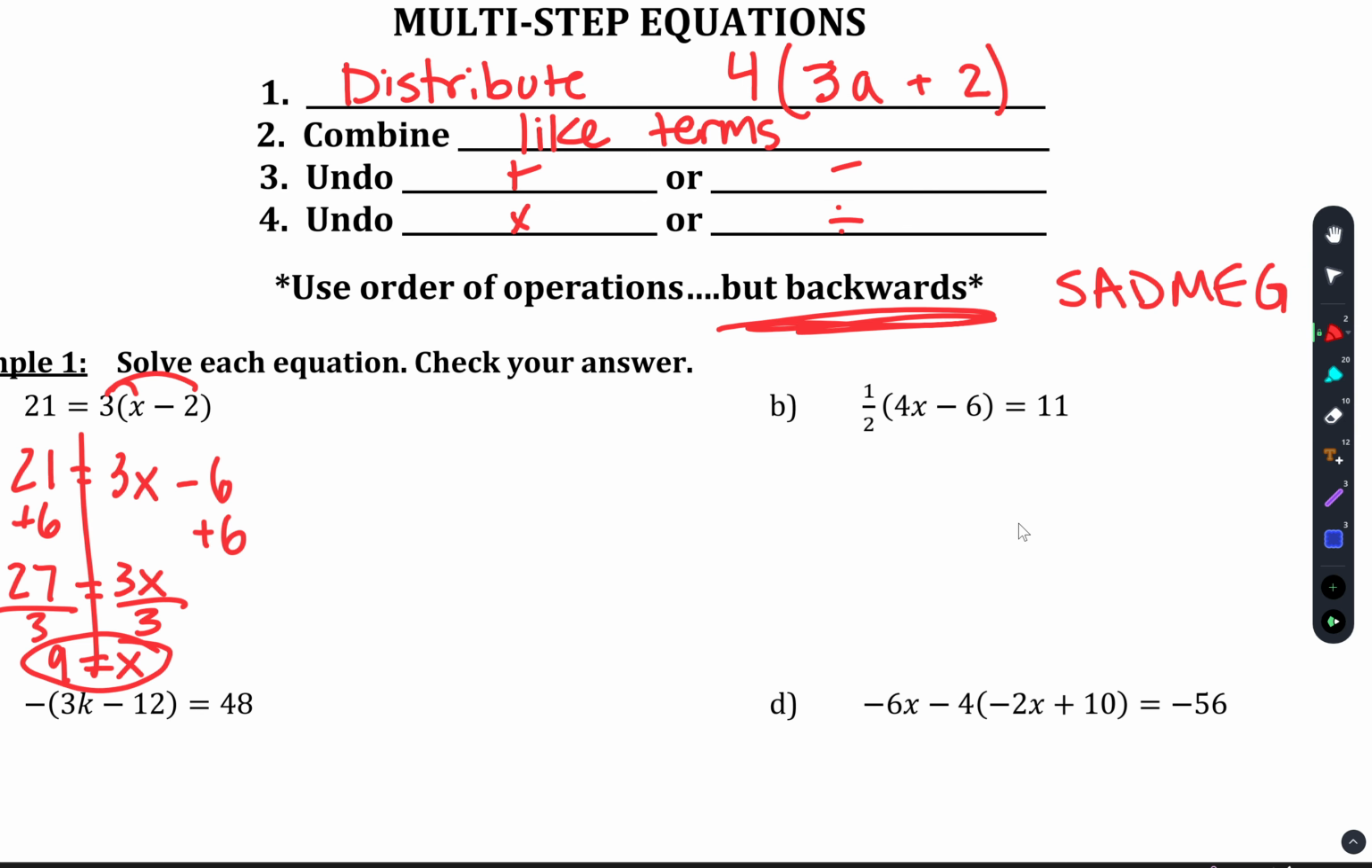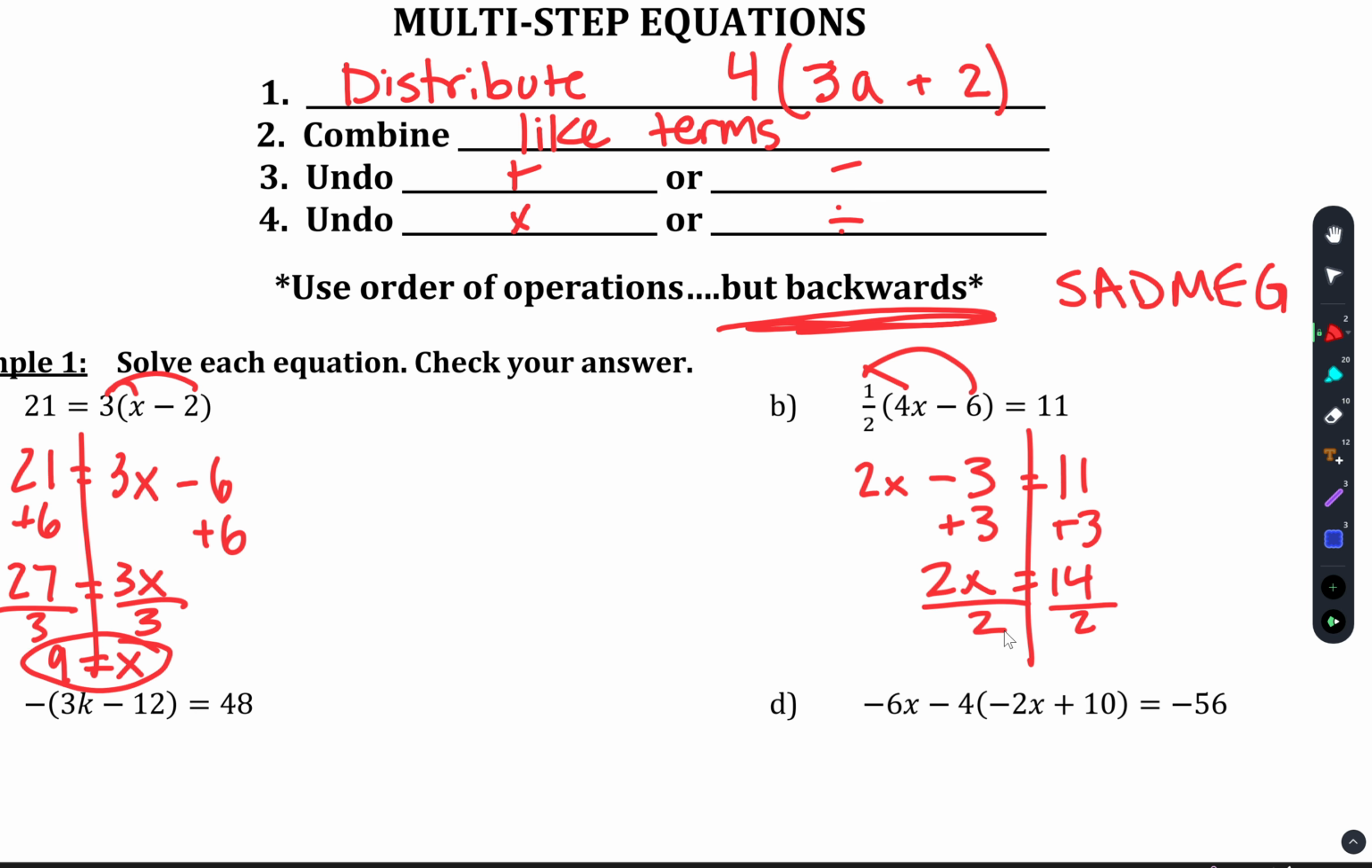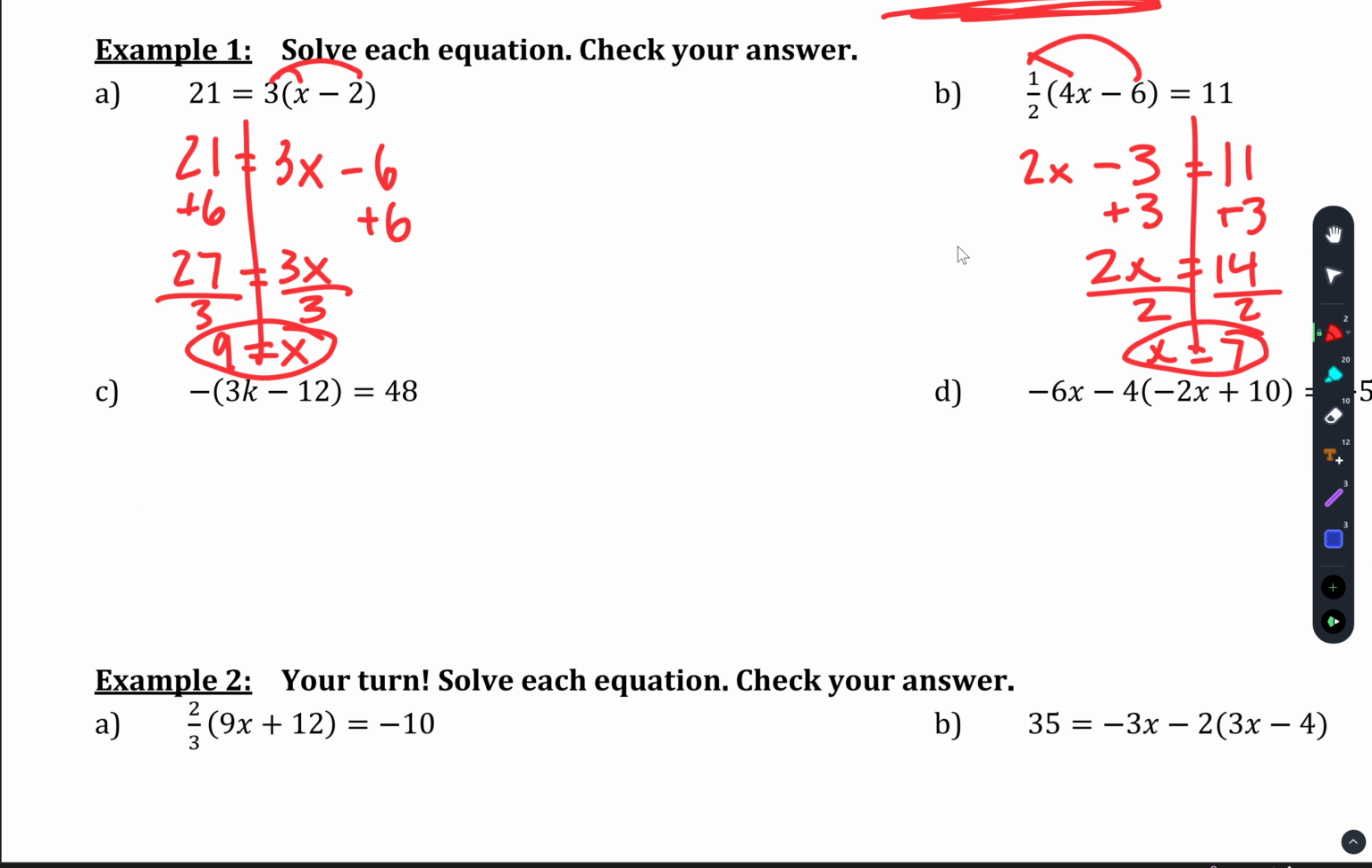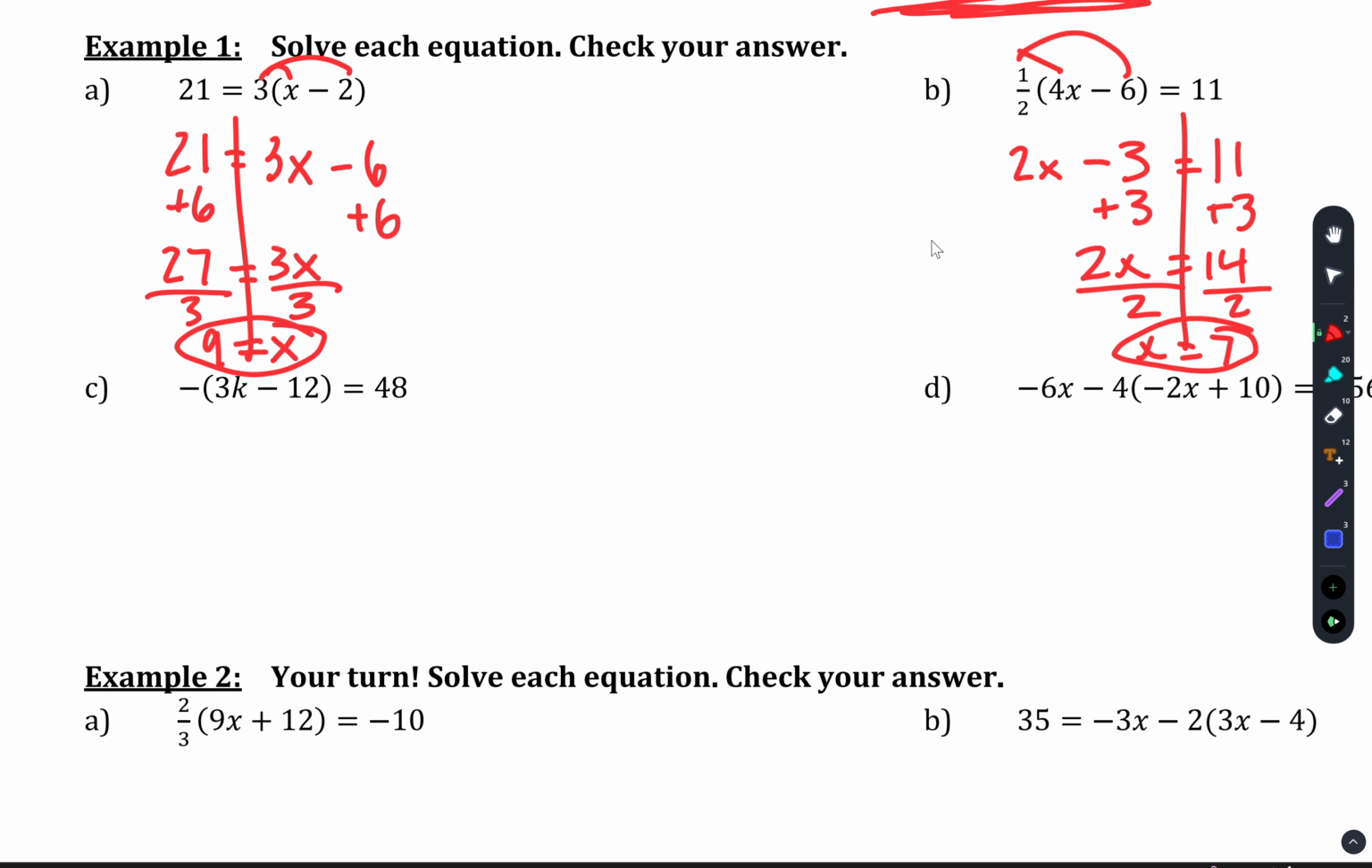Fractions, same deal. If I have 1/2, I always think about fractions as the word of. So 1/2 of 4x is 2x. 1/2 of negative 6 is negative 3. Drop that 11 down. Same deal. 2x equals 14. Divide by 2. X equals 7. Right? We got it? Okay. I'm not seeing any disagreement, so I'm going to keep going.